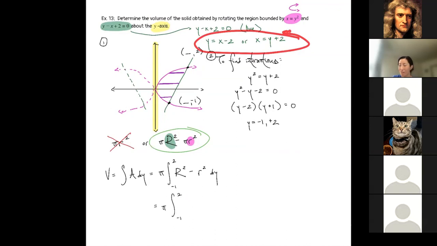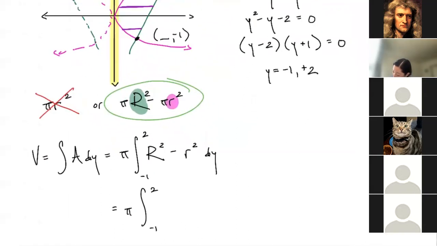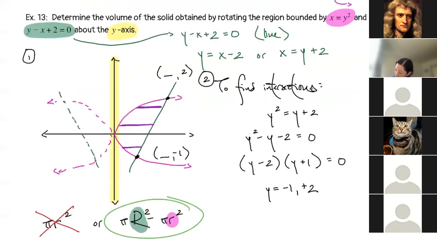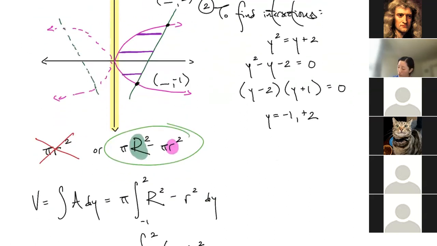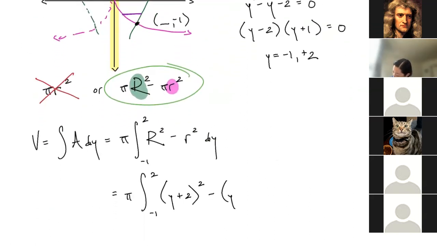Not sure. All right, well, I agree with David. I think it should be this one, the one on the right, because we want to have y's in our equation. Okay, and so we'll have y plus 2 squared, so that's our big R squared, minus, let's see, what was our pink equation again? X equals y squared. Great, so I'm going to have y squared squared.